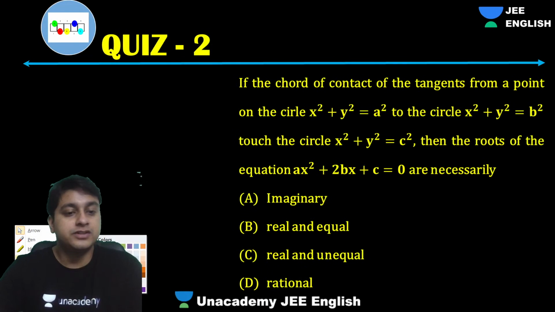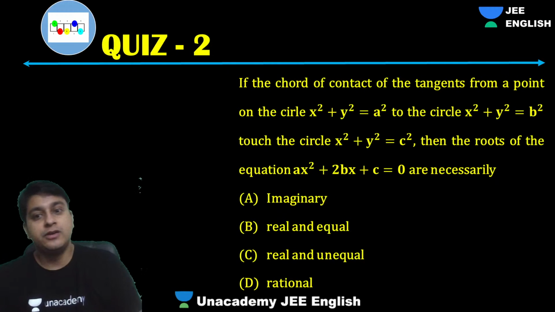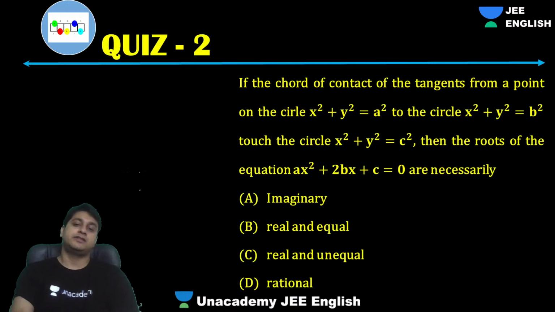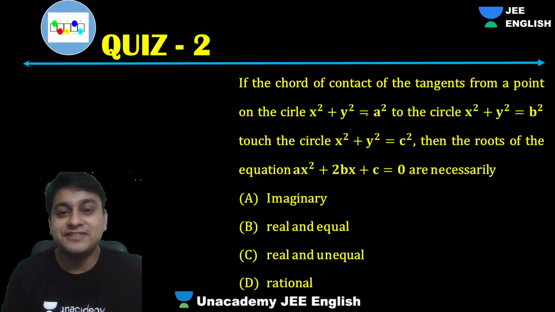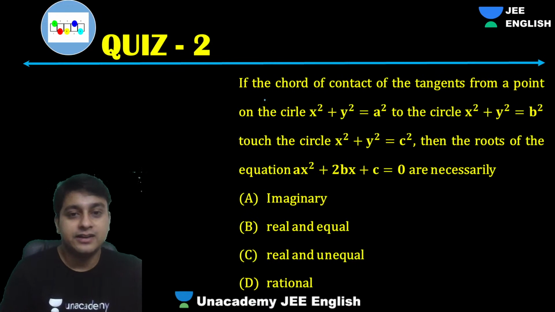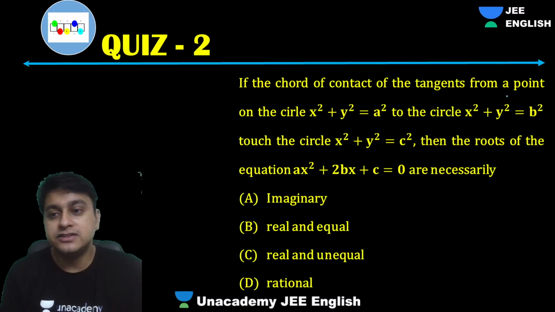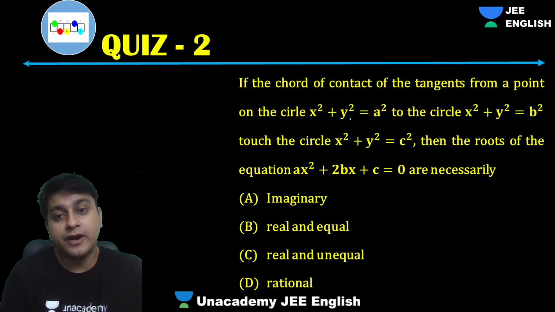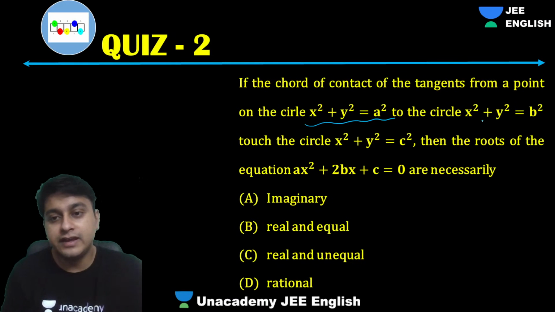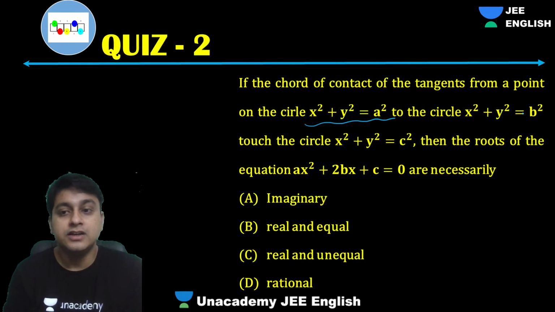This is an amazing question. Let's see how many of you can do it. Very good question. Please try to understand and get the equation and you will be able to understand the logic. So we have 3 circles. Read the question once, twice, thrice. If the chord of contact of the tangents from a point on this circle, from this circle there is one point we have taken, and then we have drawn the chord of contact, which is touching the third circle.